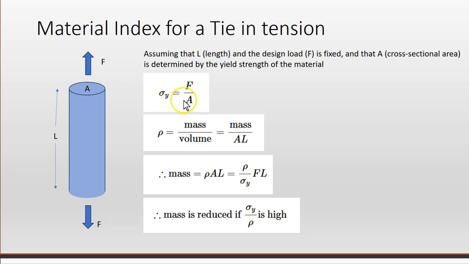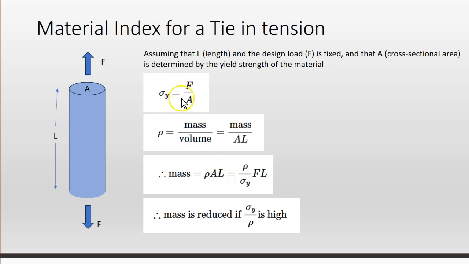To determine the required area, we need to know the yield stress of the material. The yield stress is the ratio of the force to the area above which the material will permanently deform. So we know that the density of the material is mass over volume, and the volume is going to be length times area. Therefore, the mass of the component is equal to the density times volume, which is equal to rho A L.